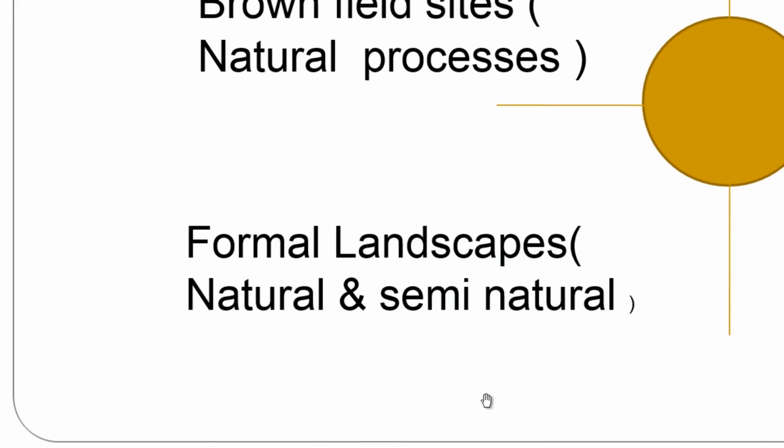Next one, formal landscapes, natural and semi-natural. In this we have to identify formal landscape, which is either man-made or naturally made. In the natural we can have a coastal belt area, lakes, water bodies, small tanks that are naturally formed. Semi-natural, under temples you can find temple tanks, which are constructed by man.